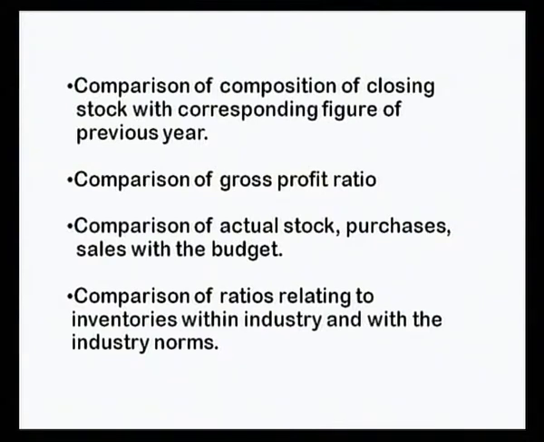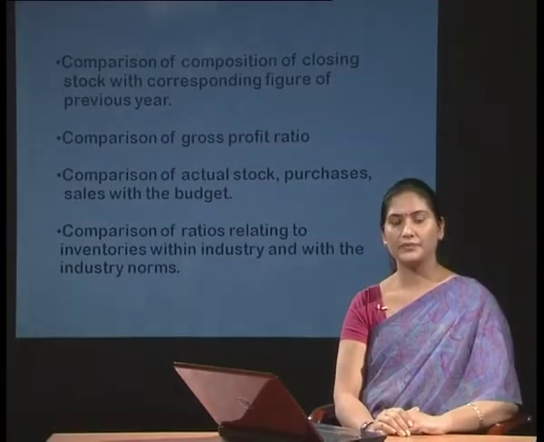Then there is a comparison of composition of closing stock with the corresponding figure of the previous year. Comparison of gross profit ratio and comparison of actual stock, purchases, sales with the budget. Comparison of ratios relating to inventories with the industry norms. So, the actual figures which are disclosed by the factory will be compared with the industry norms, so that we know whether the factory is growing and the growth rates are being maintained as compared to the industry, whether we are doing fairly well as compared to the industry norms.